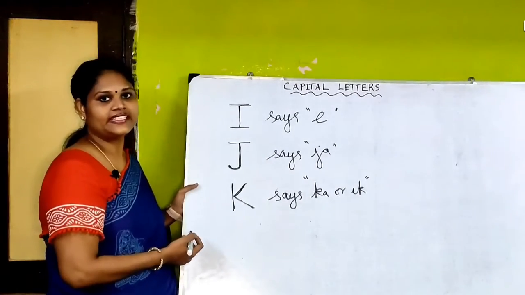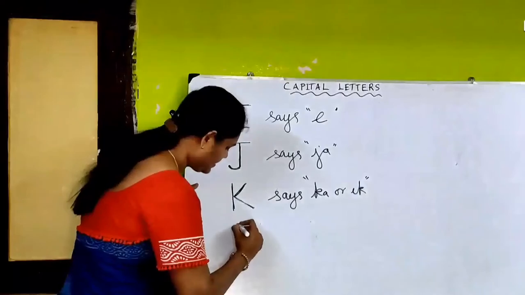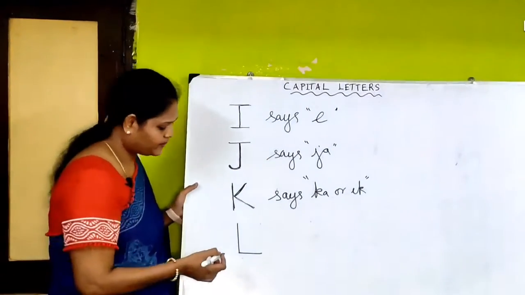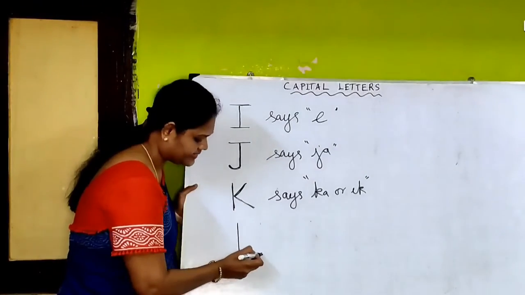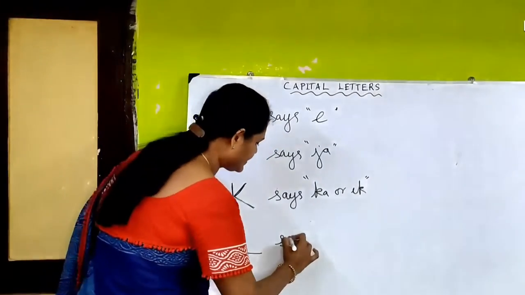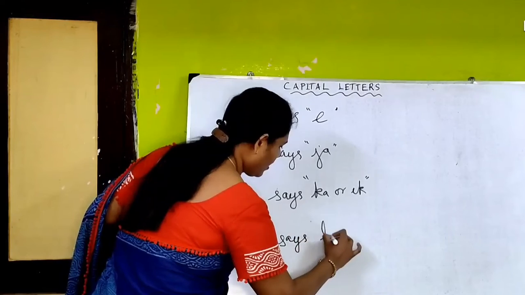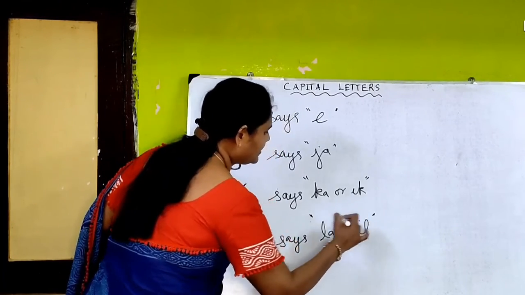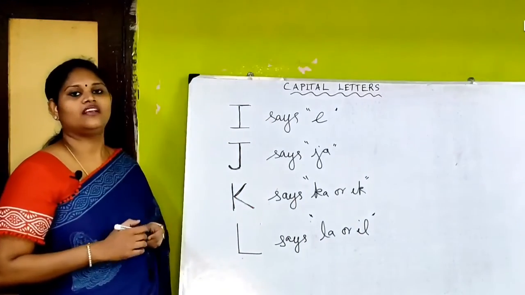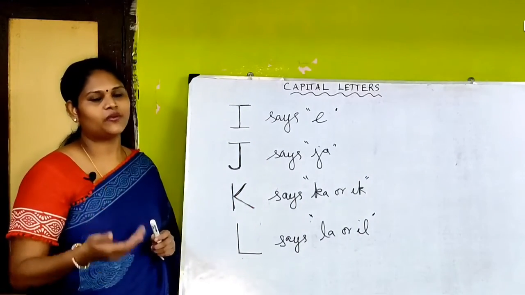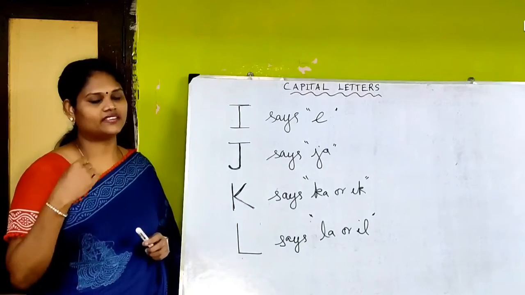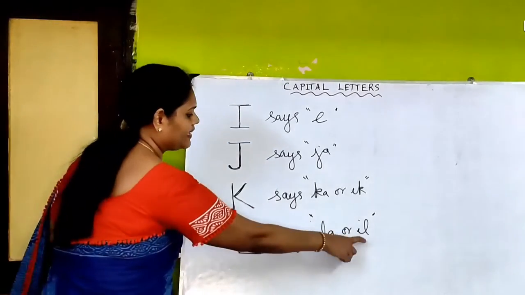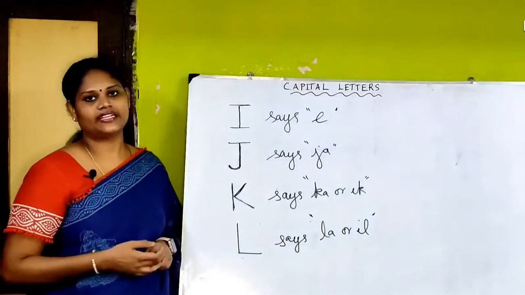The next letter is L. Standing line and sleeping line. That's all. I repeat, standing line and sleeping line. L says la or l. If you ask your child to pronounce L, she or he may say l. The sound of the L ends in l. The l is the ending sound and la is the starting sound.